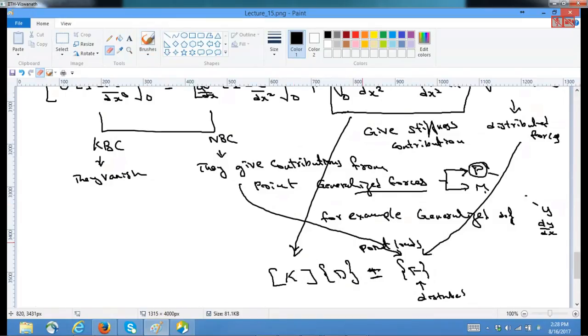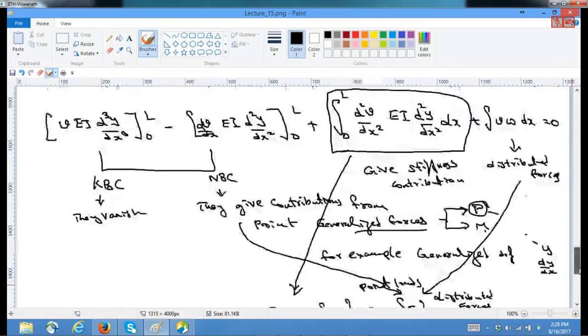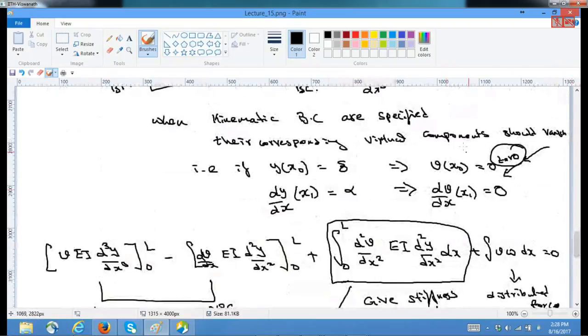So the contribution would be such that this will give you forces as distributed forces as loads, and that will give point loads, and Kd equals F will remain as it is for the rest. And kinematic boundary conditions don't appear in such a set. That's the reason, the purpose of taking these things is such that the kinematic boundary condition doesn't appear.